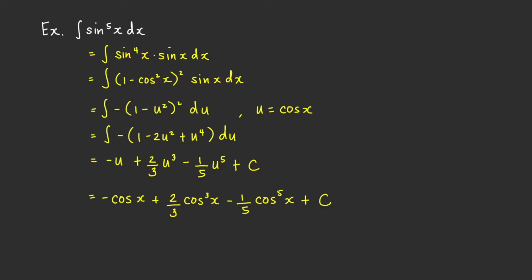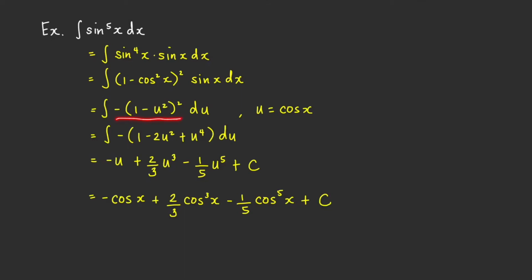We can use 1 minus cosine squared x for sine squared x. So we can write this factor here as the square of 1 minus cosine squared x. So now we can already use u substitution here. You let cosine x be your u, and our du here will be negative sine x dx. So this sine x dx is equal to negative du. So you'll get here negative du for your sine x dx.